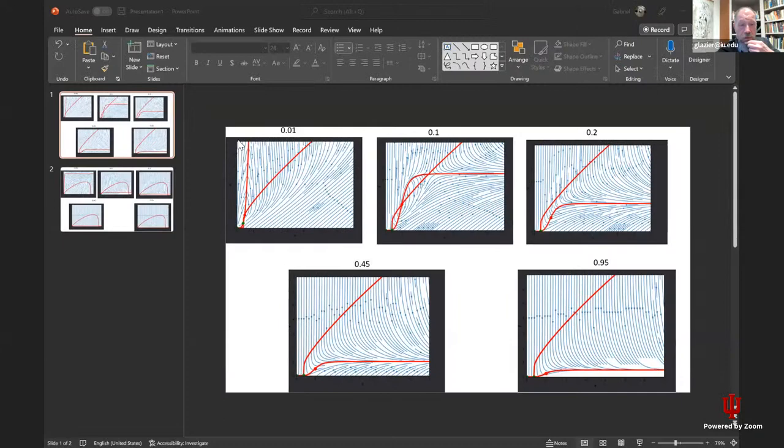Again, this is sort of a classic example in neuroscience of when a neuron goes from being excitable to bursting. This is exactly the transition. Well, not exactly. It's very similar to the transition.